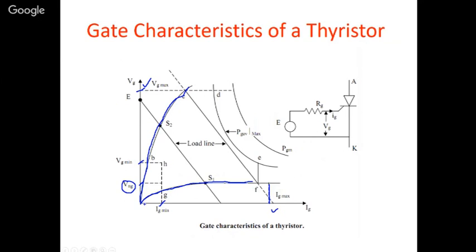So you will be fixing a voltage, and when the voltage goes above a particular value, that is VG minimum, only then your circuit will get turned on. So now when you choose a characteristic, your characteristic should be between these two characteristics.